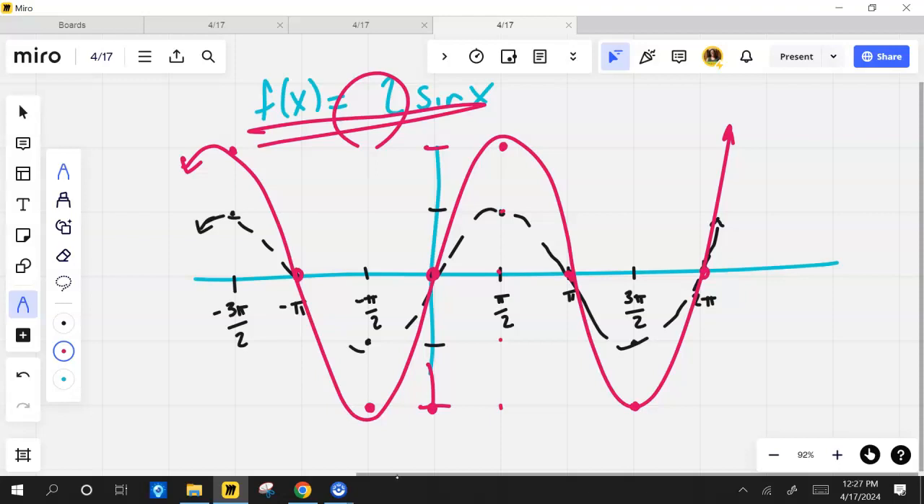Because before, when it's 1, the highest point was 1, the lowest point was -1. But now I'm taking it to 2. Today, I think we're just going to stick with shrinking and stretching. I think that's all I have for y'all.